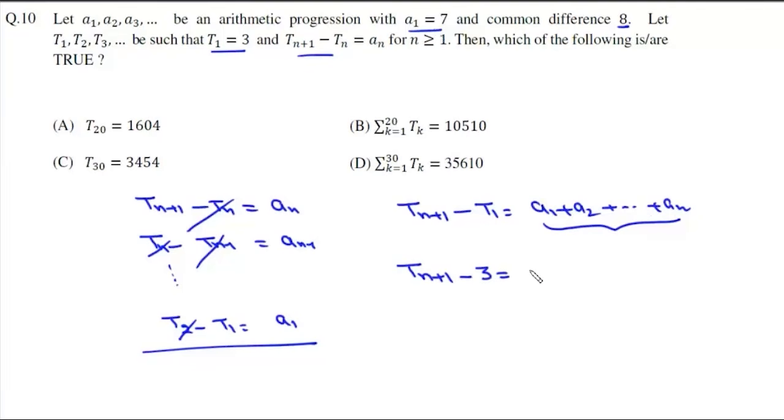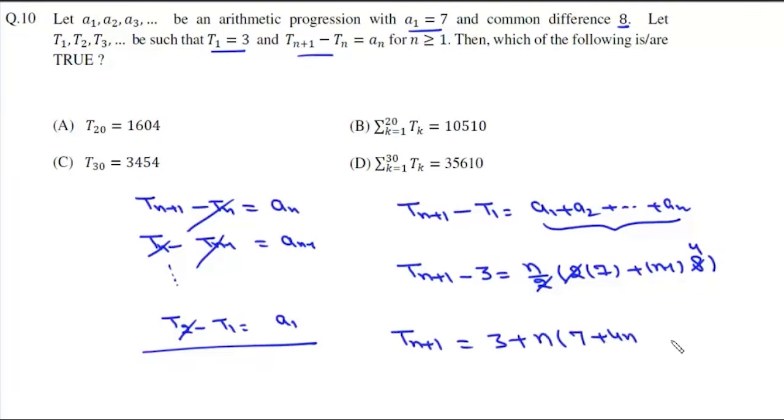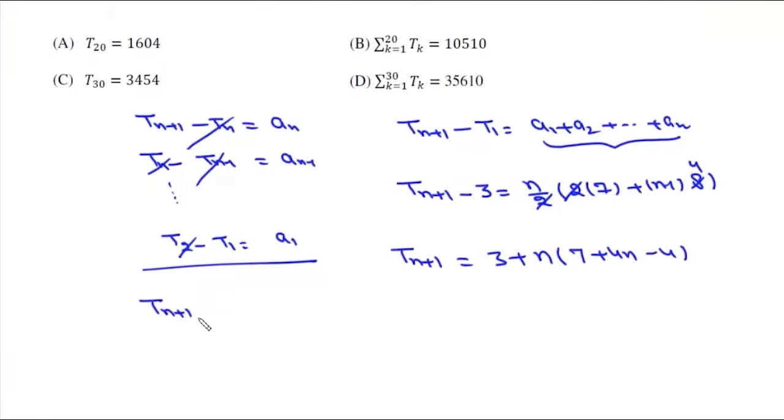And the sum of n terms of this AP will be n by 2, 2a, and 2a is 2 into 7 plus n minus 1 into common difference of 8. Now this is 2 and this is 4. So this Tn plus 1 will be 3 plus n into 7 plus 4n minus 4. So basically this Tn plus 1 will be 4n square plus 3n plus 3. Now first we'll find the value of T20 and T30.